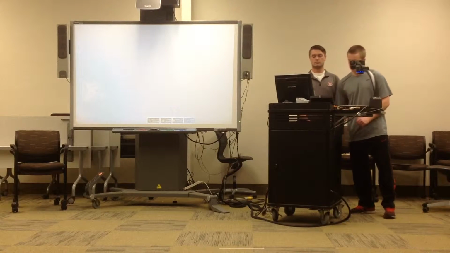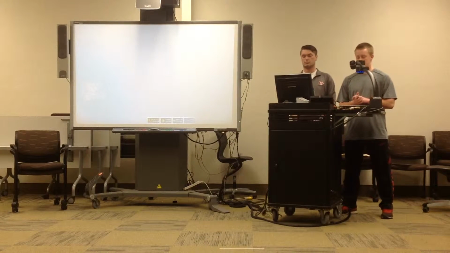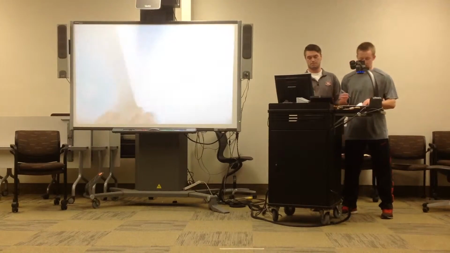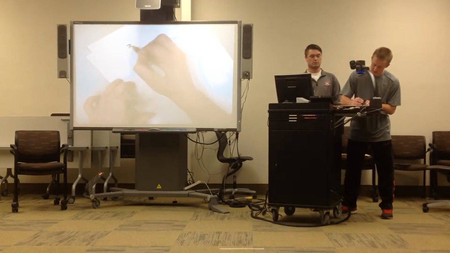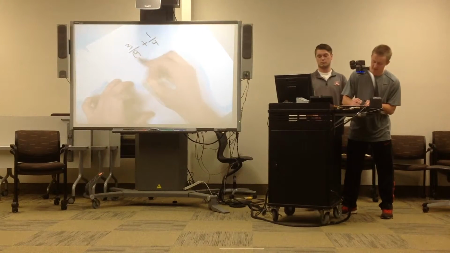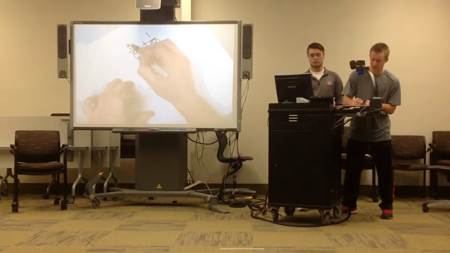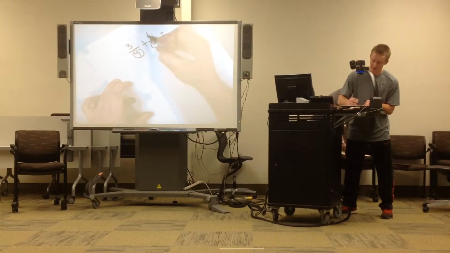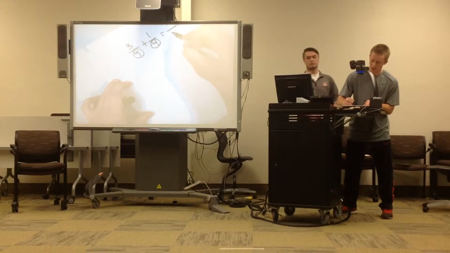So when we add fractions with the same bottom number, which is the common denominator, all we have to do is just add the top. An example of this would be 3/4 plus 1/4. We have the same number on the bottom, so all we have to do is worry about the numbers on the top. So it would be 3 plus 1, which equals 4/4.